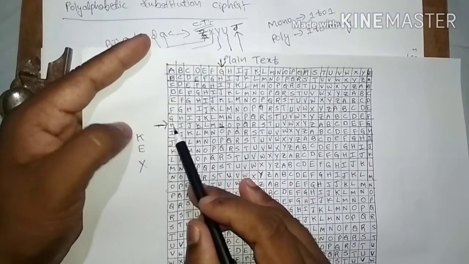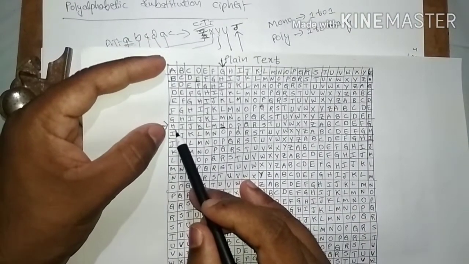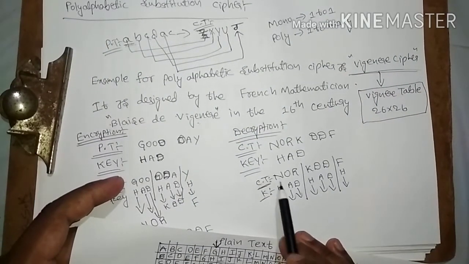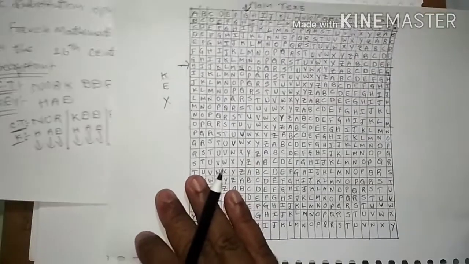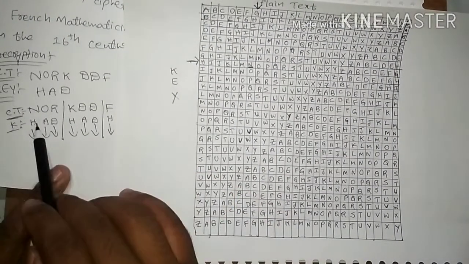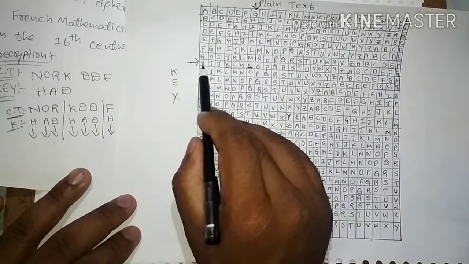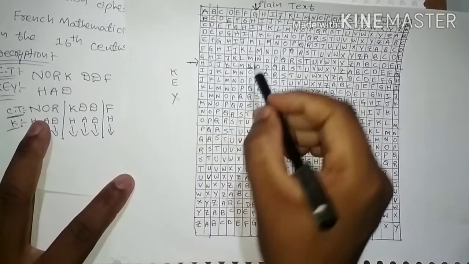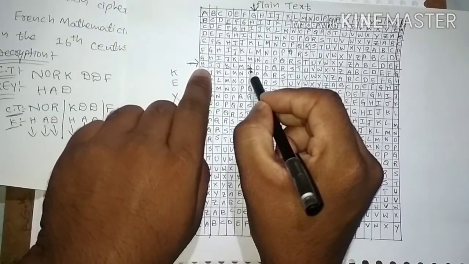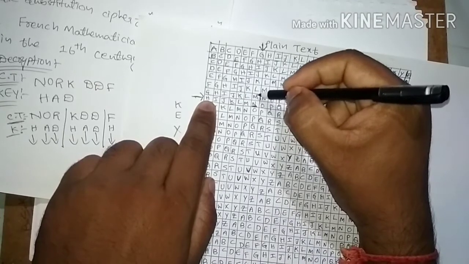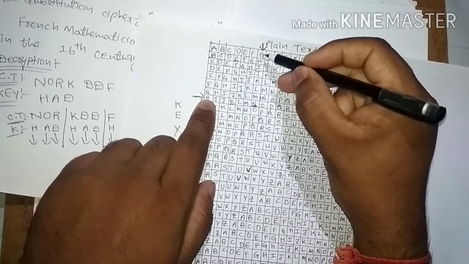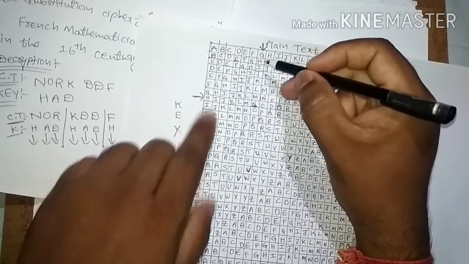Key is H. Ciphertext is N. This is the N. H and N. The intersection value is N. So the plain text in that column is G. So G is the plain text. Okay.